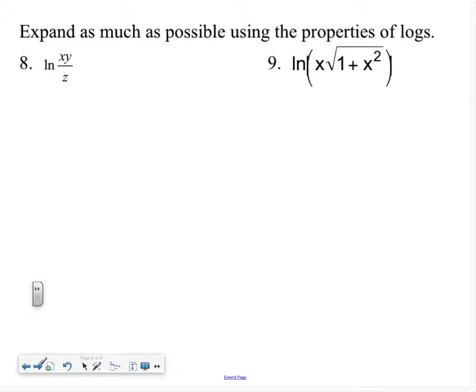Expand as much as possible. So when they say expand, I want to write it with as many logs as possible. When you get to calculus, you'll have a reason for this because they would much rather integrate the expanded form than what this is. Okay? So I'm going the other way with the rules.